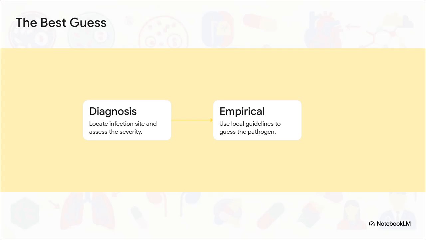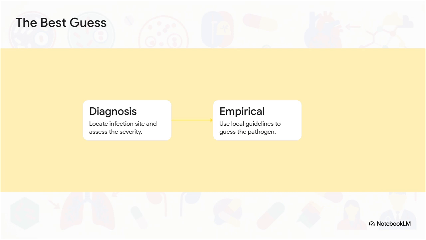Okay, so a doctor's very first move is the clinical diagnosis. Essentially, they need to locate the crime scene. Is the infection in the lungs? Is it in the urinary tract? Maybe the skin? You see, different sites strongly suggest different usual suspects. For instance, community-acquired pneumonia almost always points the finger at a bug called Streptococcus pneumoniae.